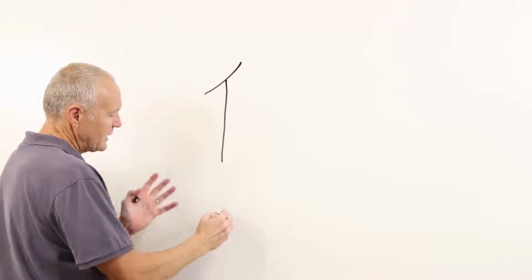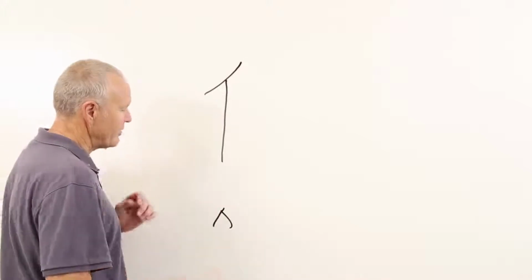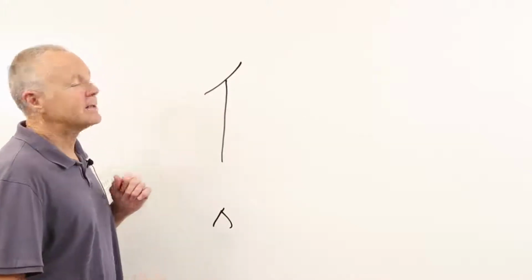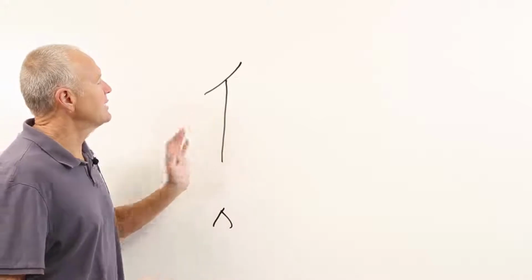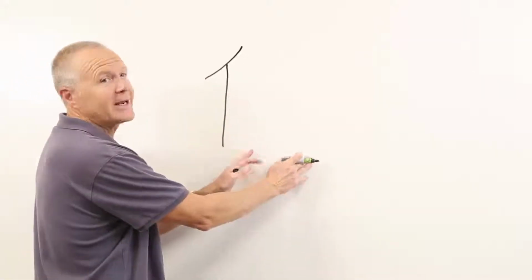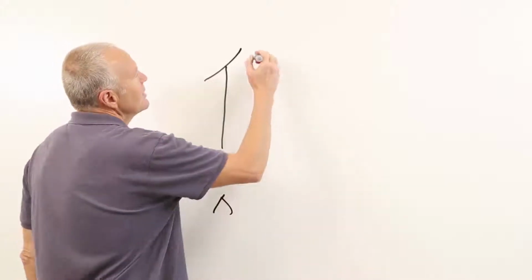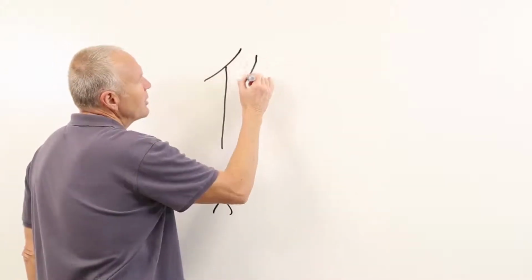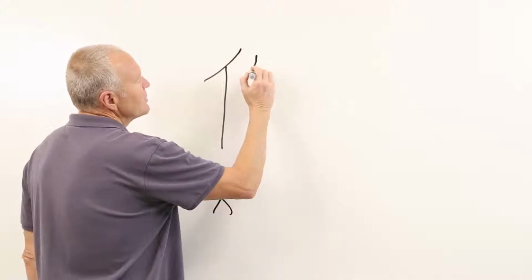Normally, like in ancient times, it would be something like that for person. But since it's going to be on the side, we write it like this. And this is the meaning part. And so on the right side anyway, is the sound part. And we start from the top and work our way down, and left to right.